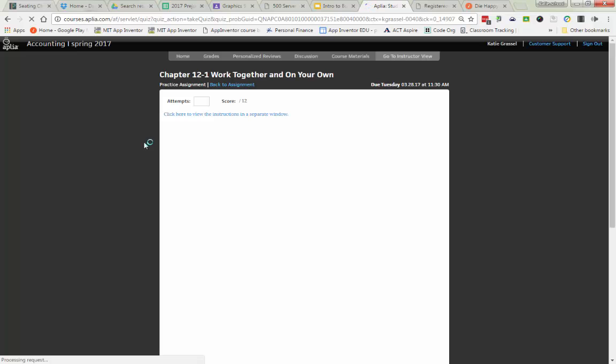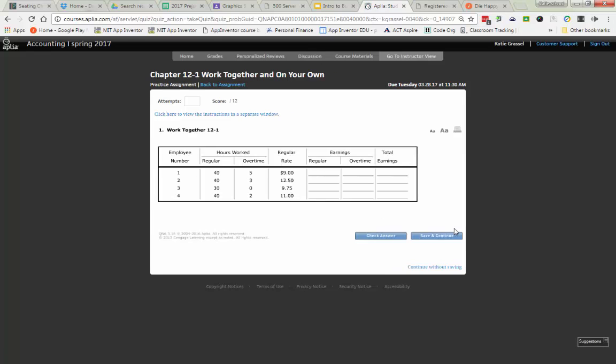12-1 is turned on. And basically what we're doing in 12-1 is we're going to be going through and calculating our earnings, which is how much money people have made because they have worked. So we have employee numbers, and that's very typical in an employee payroll system, that you're going to have people assigned numbers just to keep track of their information a little bit easier. So instead of names here, again, it is listed as employee 1 through 4.